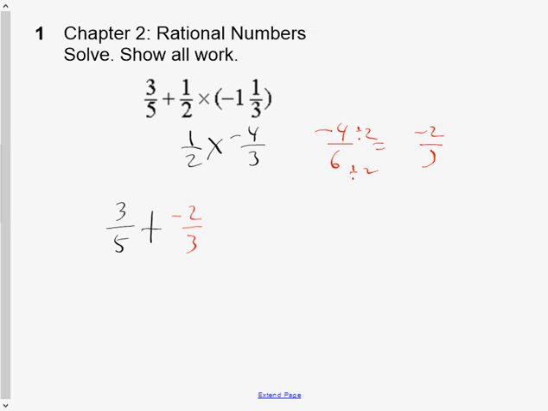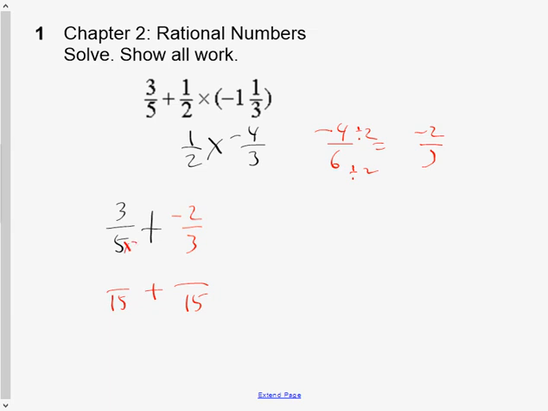So once we did that, we now end up with 3/5 plus negative 2/3. And now we're adding fractions, which is a little bit different than multiplying because, of course, in grade 7 you learned that when you add fractions, you need to use a common denominator. The common denominator we'll use for this will be 15 because it's the first shared multiple that 5 and 3 have. And then we're going to create equivalent fractions.